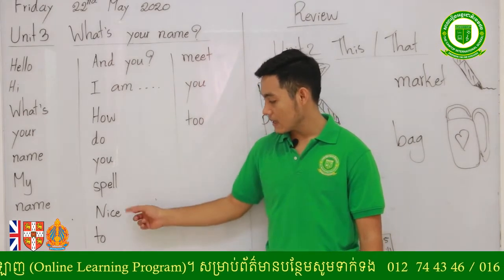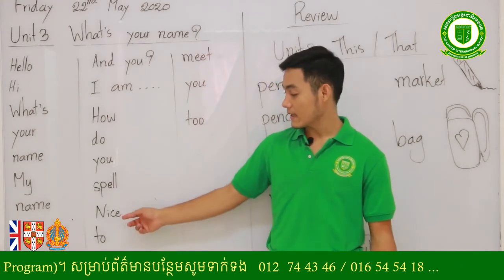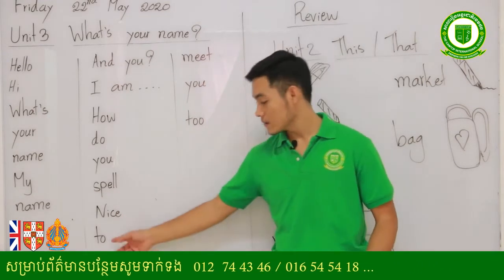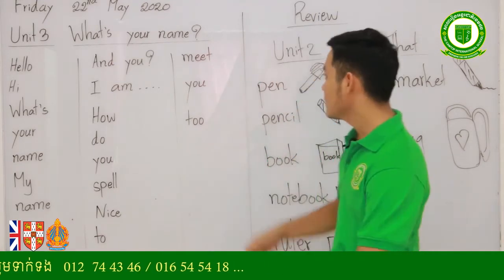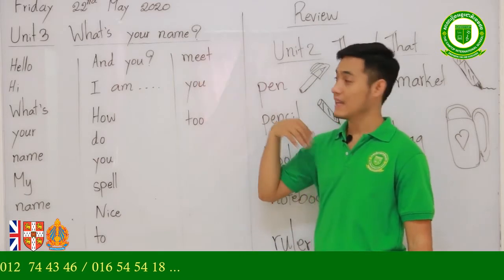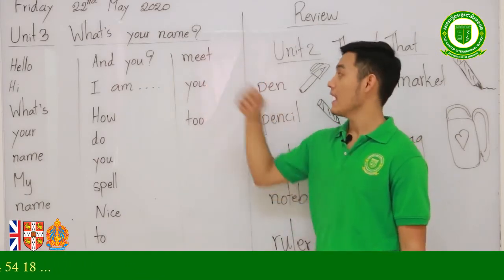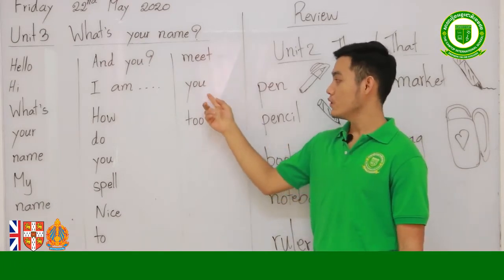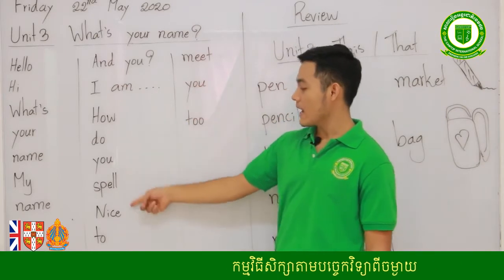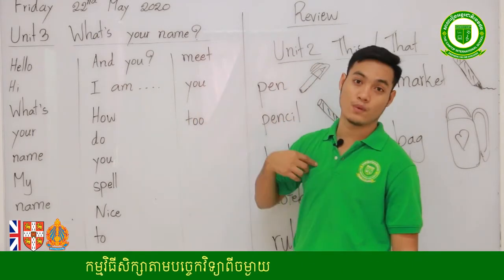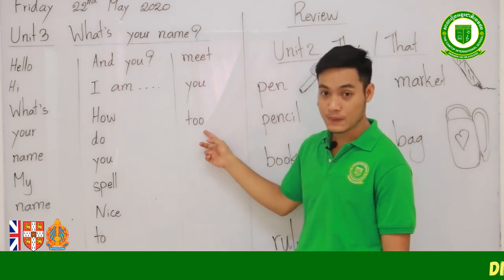And the last is nice. Nice. Nice to. This one, nice to. Okay. This one is meet. Meet. Okay. Meet. You. The same here. You. Okay. Nice to meet you. And the last word is to. To. Okay.